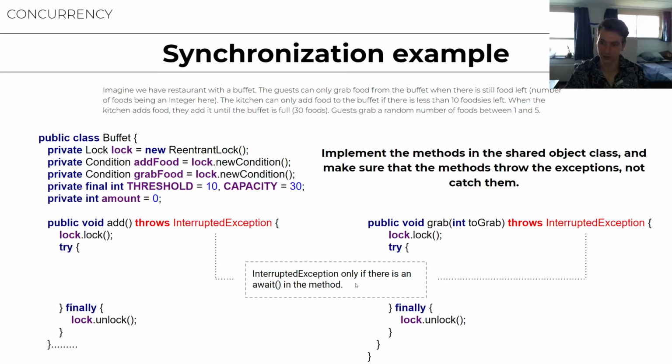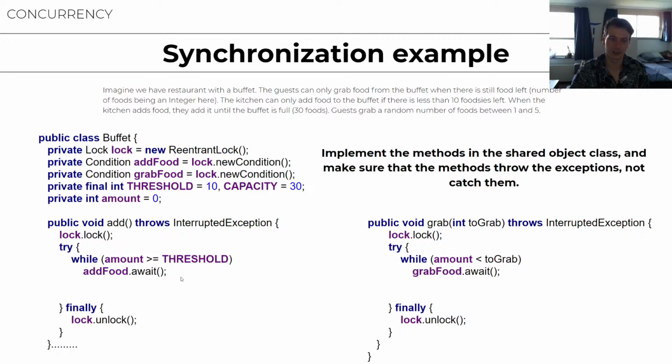And I added this note. The InterruptedException, you only have to throw it if you call the await in the method. Small side note, but you can assume that that's always the case.